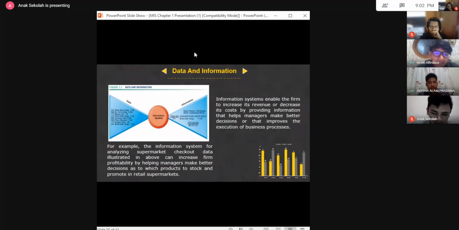Information systems enable firms to increase revenue or decrease cost by providing information that helps managers make better decisions or that improves the execution of business processes. For example, the information system for analyzing supermarket checkout data illustrated in the picture above can increase firm profitability by helping managers make better decisions as to which products to stock and promote in retail supermarkets.